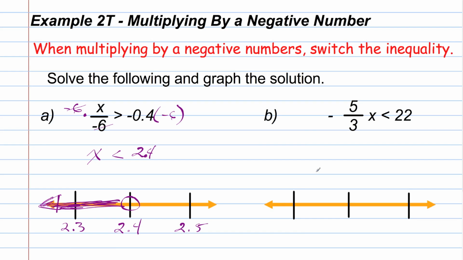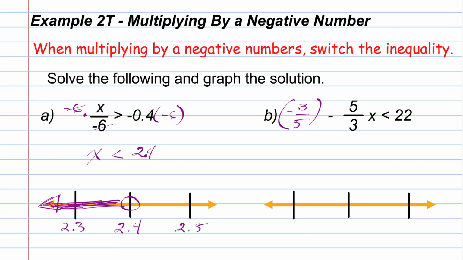In example B, again, we have a fractional coefficient. It's a negative fractional coefficient, so remember that's going to affect this inequality. So to get rid of this fractional coefficient, we multiply both sides by its reciprocal, which would be negative 3/5.